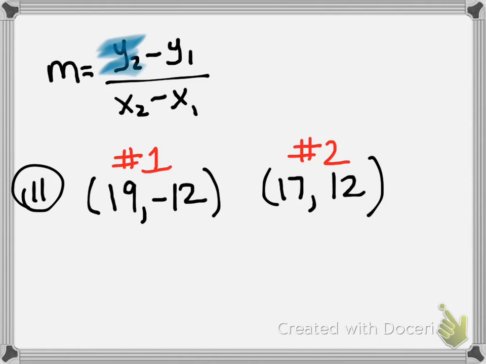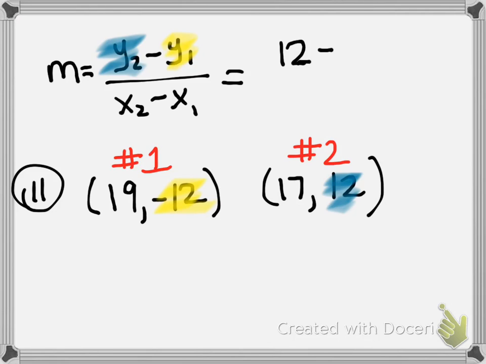So y2 means the y coordinate for point number 2. So since I chose the last one to be point number 2, y2 will be 12. If I had reversed those numbers, my y2 may have been something different. y1 means the y coordinate for point number 1, which is a negative 12.